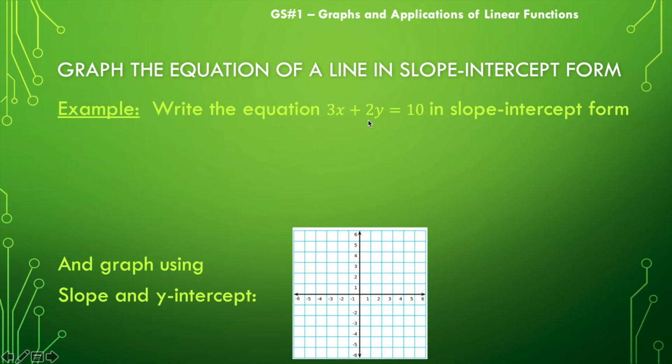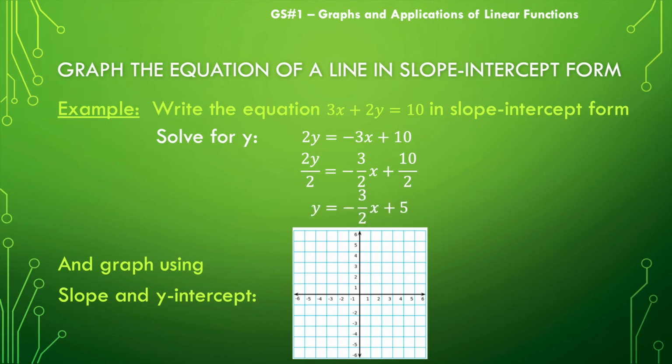So let's do that. Let's first subtract the 3x. And so we end up with 2y is equal to -3x plus 10. And now we'll divide everything through by 2. And we'll end up with y is equal to -3/2 x plus 5. Okay, so this means that the slope is -3/2 and that the y-intercept is 5, which makes graphing very easy.